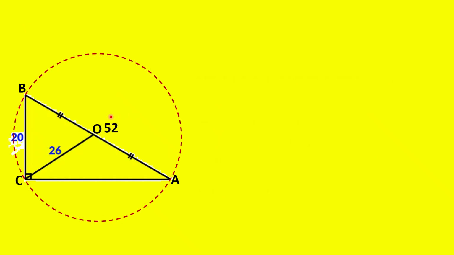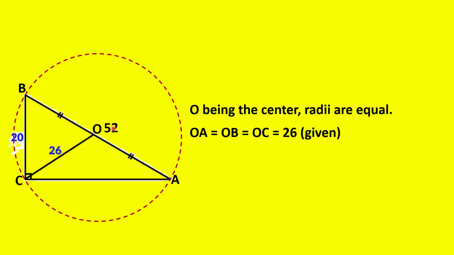So O is the center. So OA is equal to OB equal to OC. OA radius, OB radius, OC radius. That means OA is equal to 26, OB is equal to 26. So the total hypotenuse will be 26 into 2 or 52.